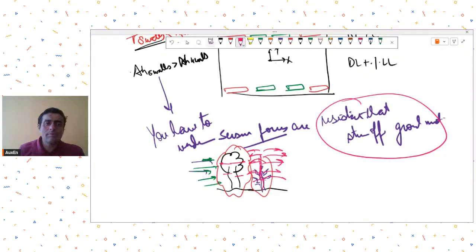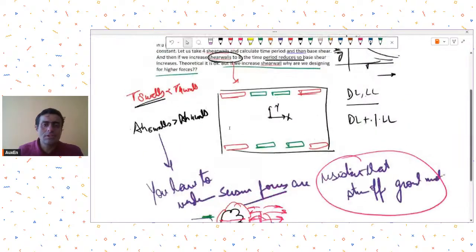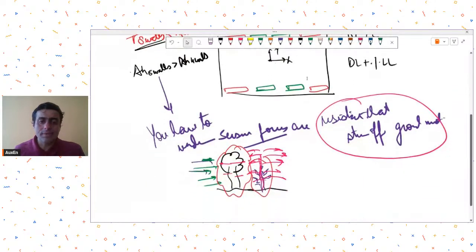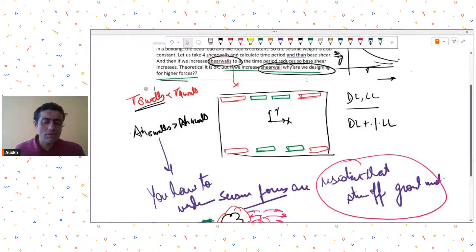So the same thing happens over here also, that a structure which has 8 walls, because it is stiffer, will have more inertia and will attract more forces. So now the question is, if we are getting penalized by designing a structure with 8 shear walls for more forces, why at all add 8 walls? Why not live with 4 walls? Why not have a structure with 4 walls only? Why add 8 walls?